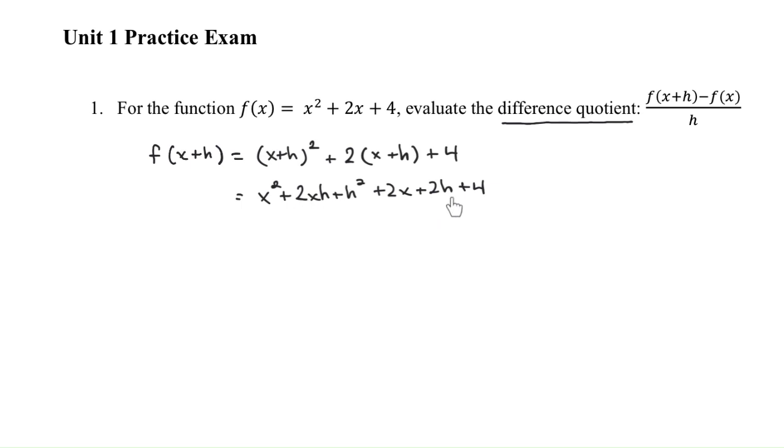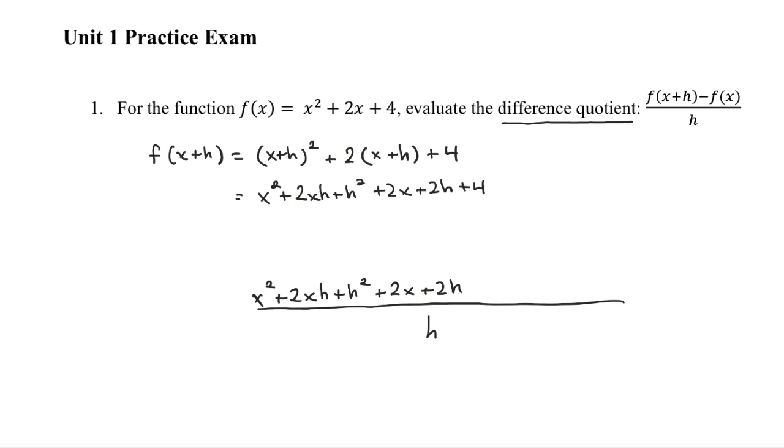This expression here is what's going to replace f of x plus h here on the top left part of this fraction. So the difference quotient is just a big fraction with h on the bottom. This expression here is what's going to be written in the top left. And then we need to subtract an entire function. And like I said in class, when you're subtracting a function, the safest way to do that is to subtract the function in parentheses.